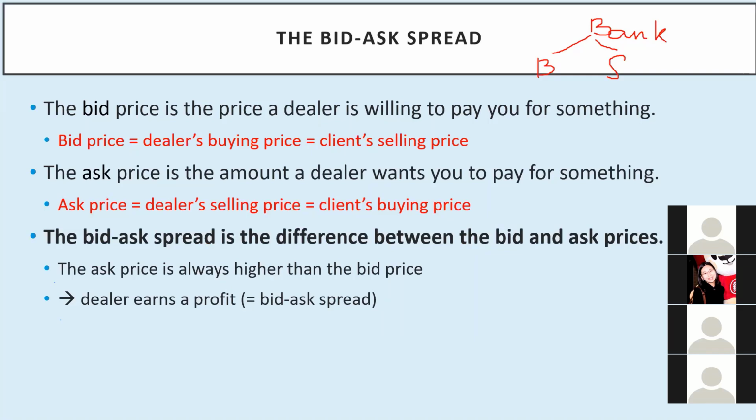So the bid-ask spread is just the difference between the bid price and the ask price that are quoted by the bank. Normally the ask price will be higher, so the bank will be selling the currency at a higher rate than they are buying, so that they will earn the profits, they will earn the spread in between, right? So their profit here is the bid-ask spread, okay?